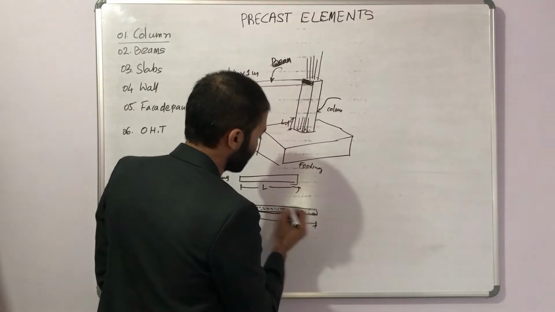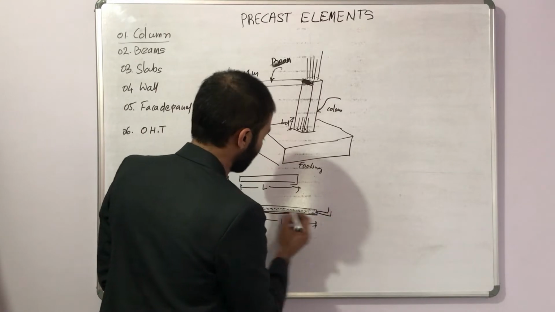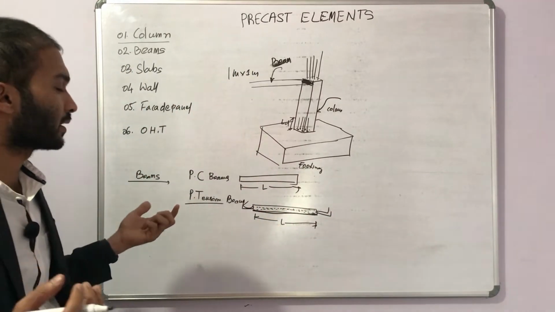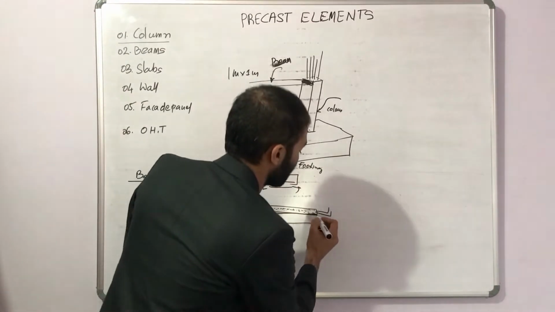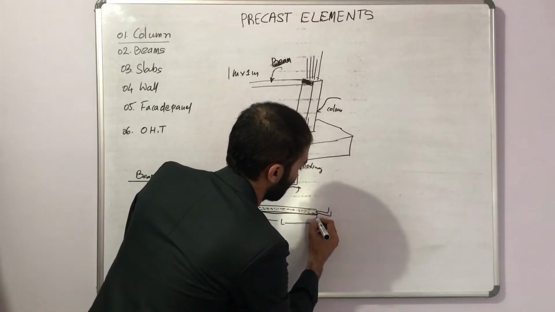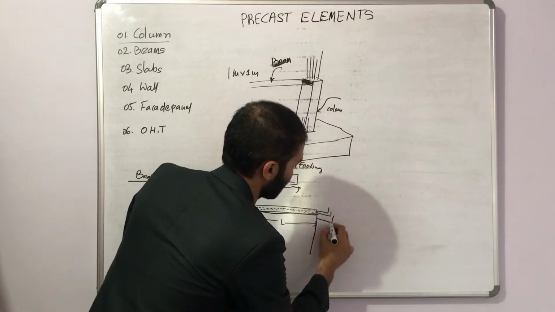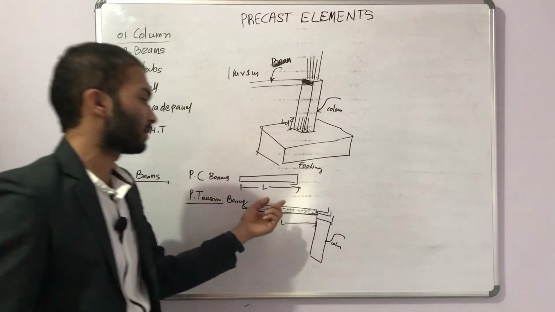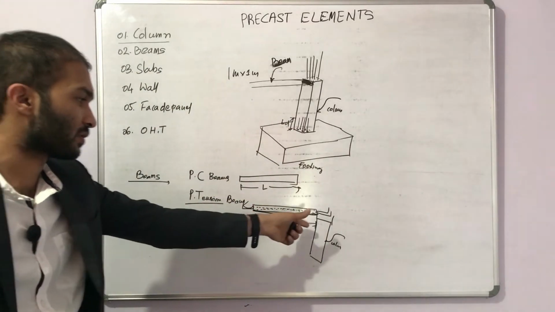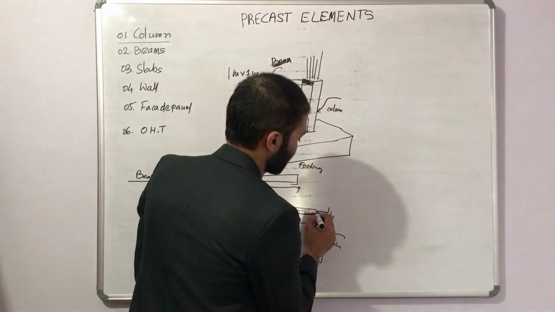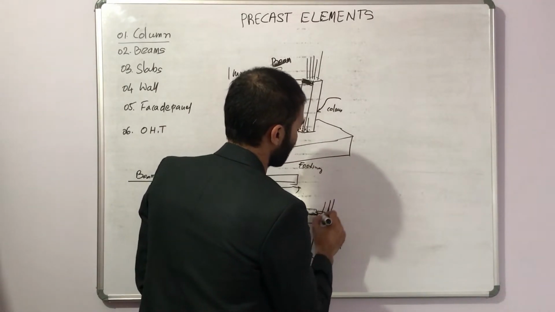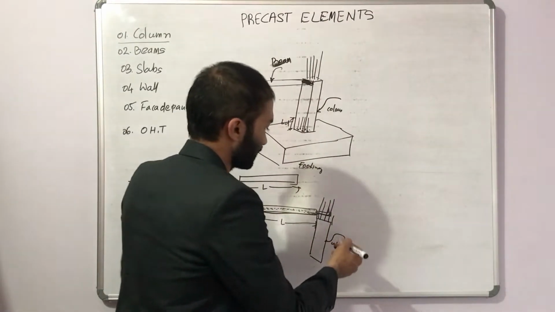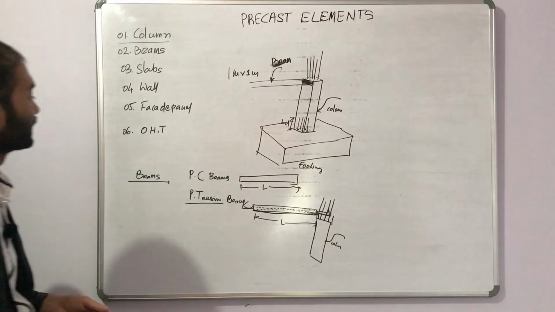On either side you will find the development length, which comes exactly above the column. This is the column, and the beam junction meets at a single point. This is the column dowels, and this is the beam dowels. On the other side the same pattern continues.